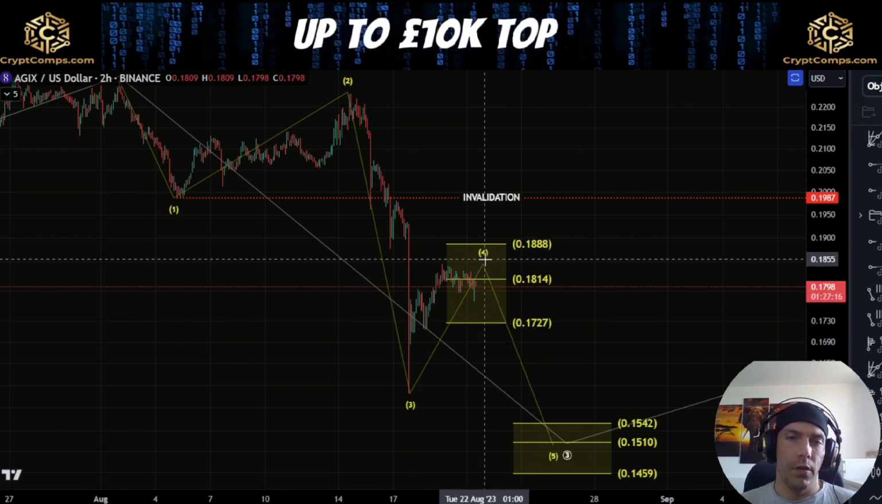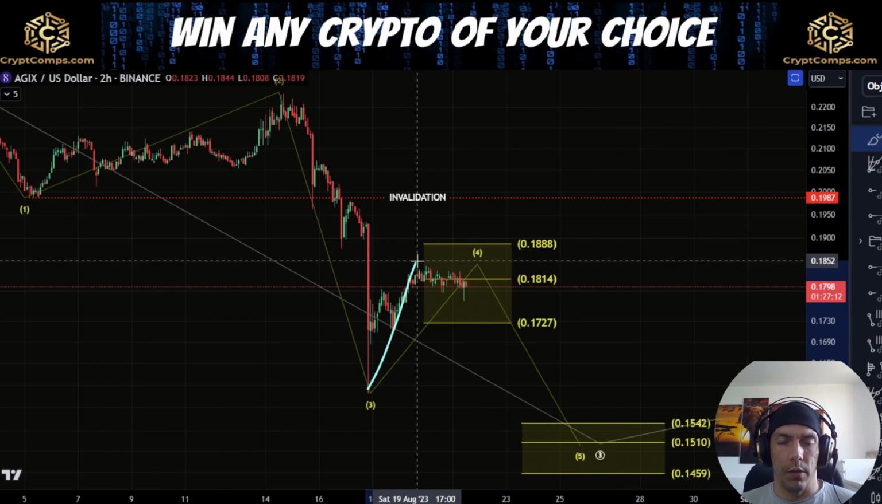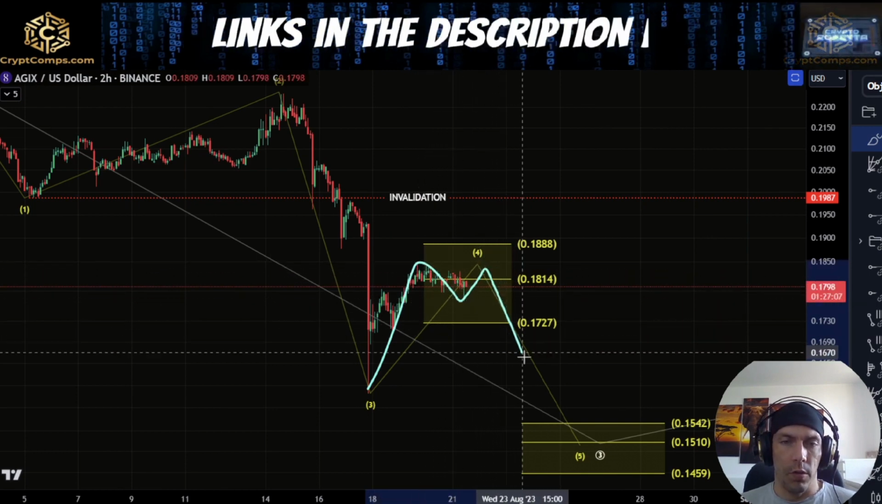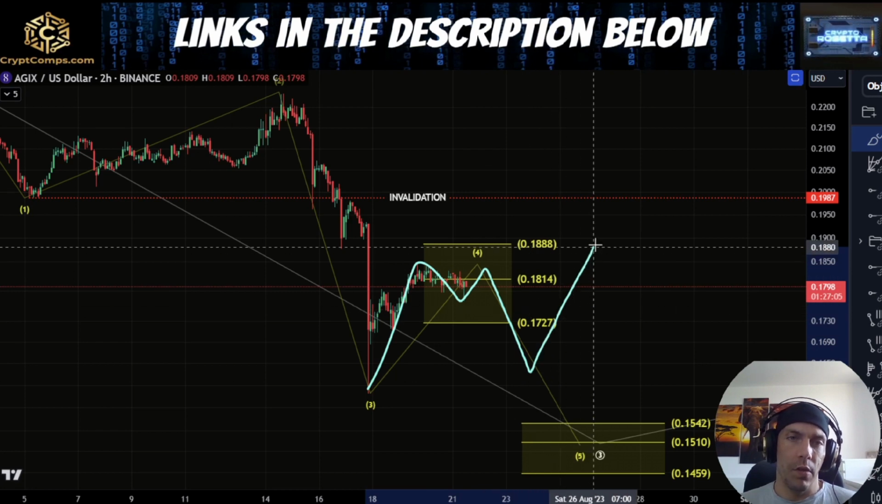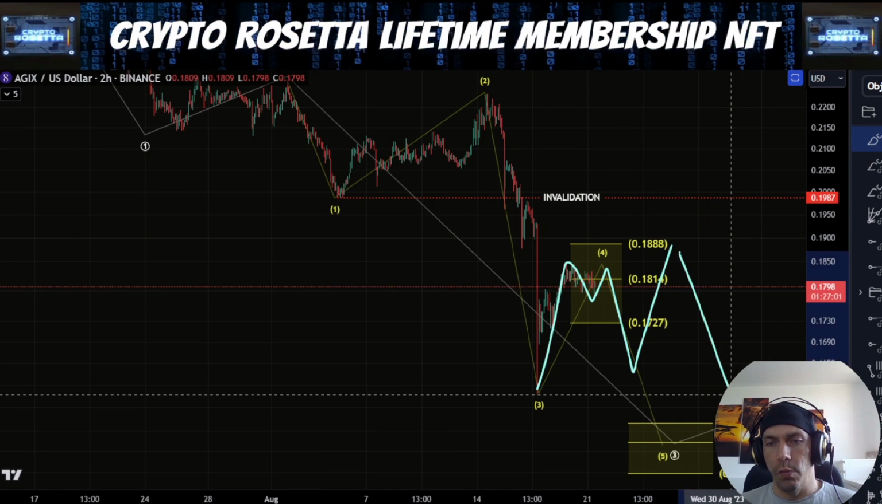Now, if we are looking at this as a fourth wave, what we could still see here is that potentially we could get something like this, where we have this as an A wave, and we're still going to be looking to form out this B wave, and then still see something play out like this to the upside as a C wave, and then look for this push to the downside.